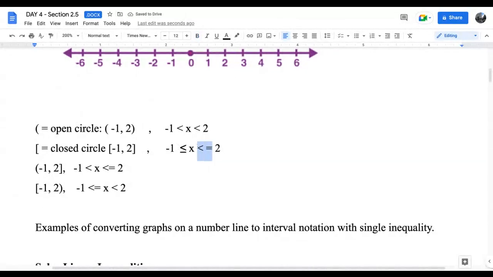Right, less than or equal to. So when x can be -1 and can be 2, we use brackets to indicate that. We indicate this is an interval, all real numbers from -1 up to 2, including -1, including 2. Or maybe like this one, not including 1, but including 2. And this one including -1, but not including 2.